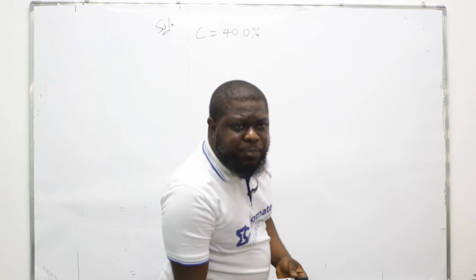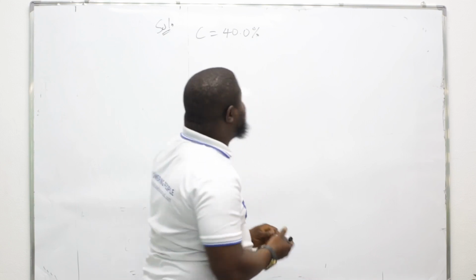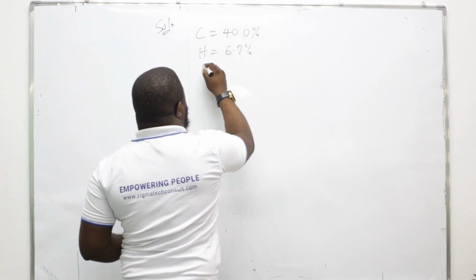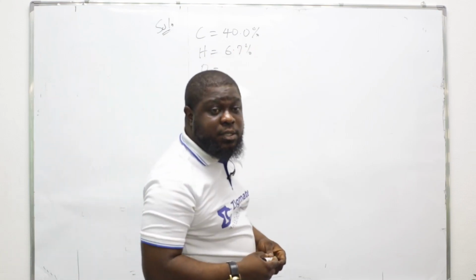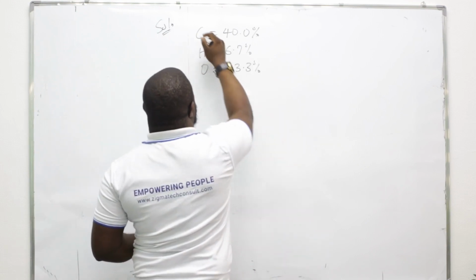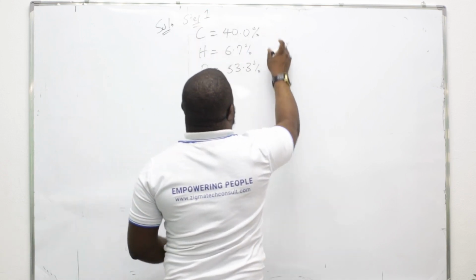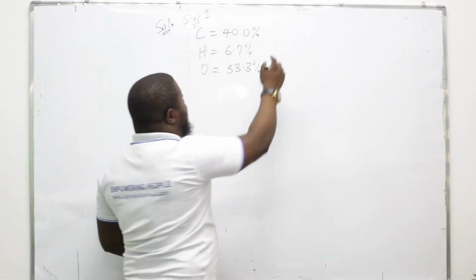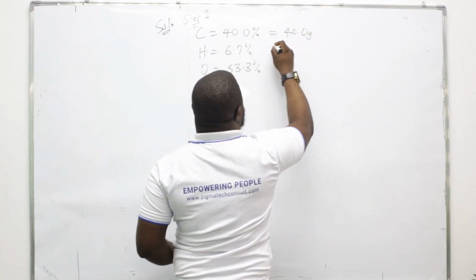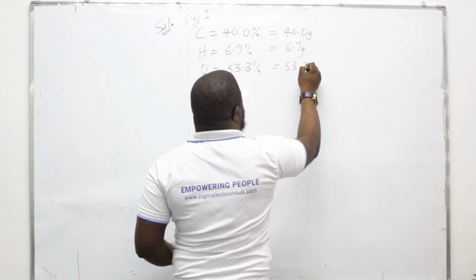Carbon is 40.0%. Hydrogen is 6.7%. And oxygen is 53.3%. Step 1: now you're changing the percentage to grams. That's the first step, remember. It will be just 40.0 grams, 6.7 grams, and 53.3 grams.